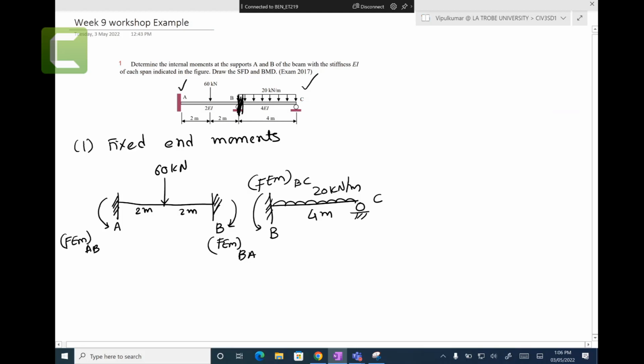Why do we do fixed end moments? Because the slope deflection method does not like the load coming onto the members. Look at these 60 kilonewtons coming onto the members. The slope deflection method does not like it. The slope deflection method likes this: let's say you have moments here, here, here, here, and slope deflection is very happy. That's what it's designed for. That's how it works. But when the load is coming onto the member, it's not happy.